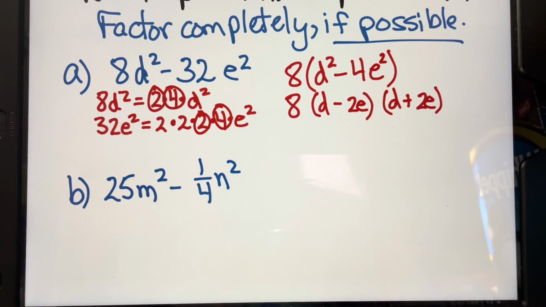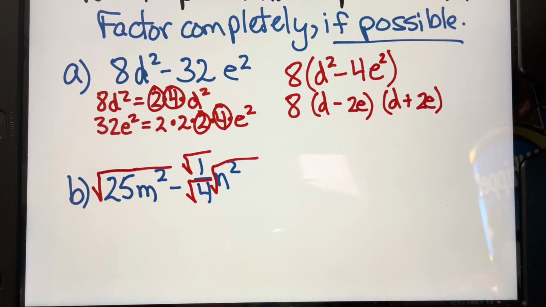Is 1 a perfect square? Yes. Is 4 a perfect square? Yes. Is n squared a perfect square? Yes. So you would take the square root of each of those terms. You can also take the square root of each of these terms.